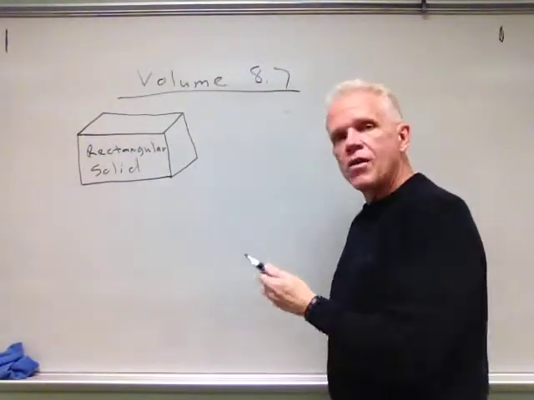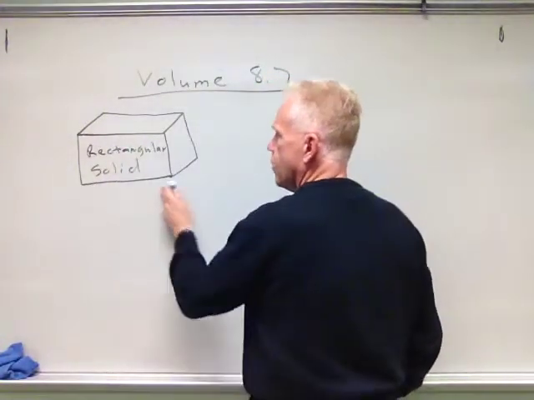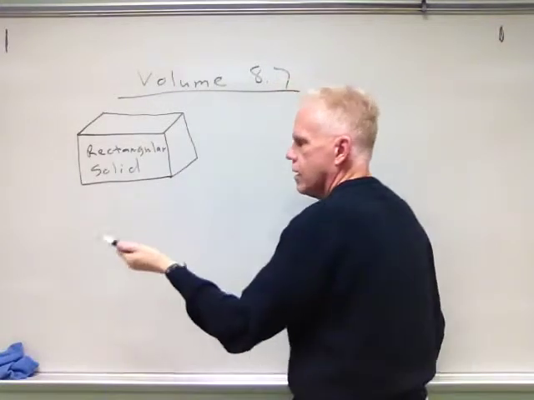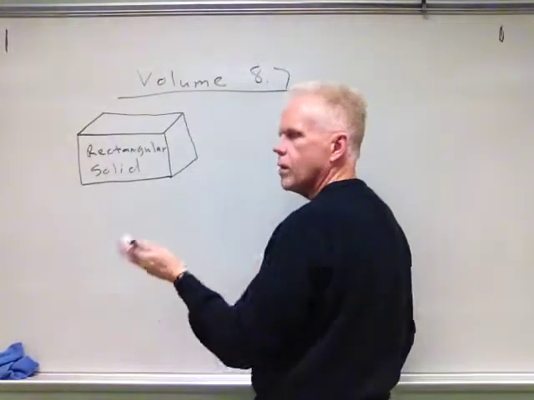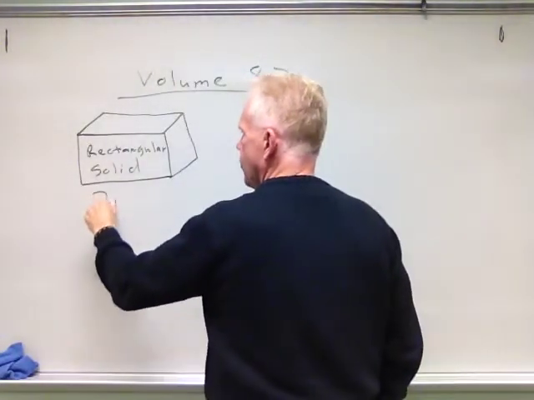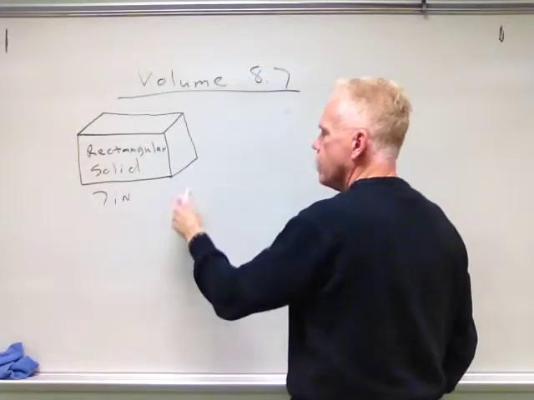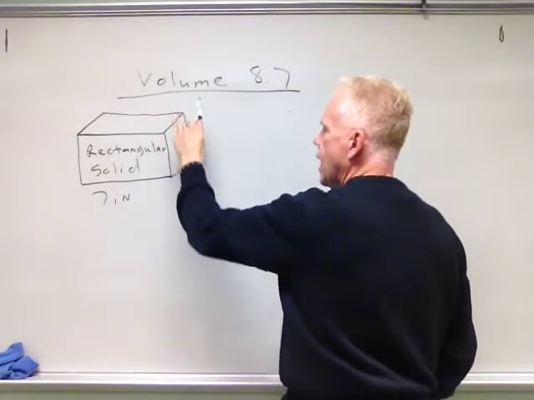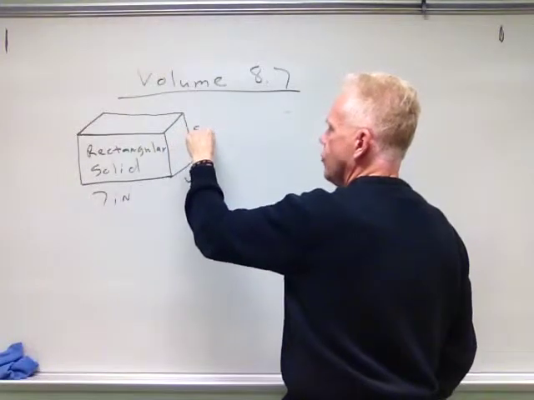So if I give you some measurements on that rectangular solid, let's say I say its length right here, or actually I might call that its width. Not really sure, it's hard. You could give it a couple of different names depending on what angle you're looking at it from, but let's just say that was 7 inches. Let's say its depth right here, going back, let's say that was 4 inches. And let's give it a height of 5 inches.